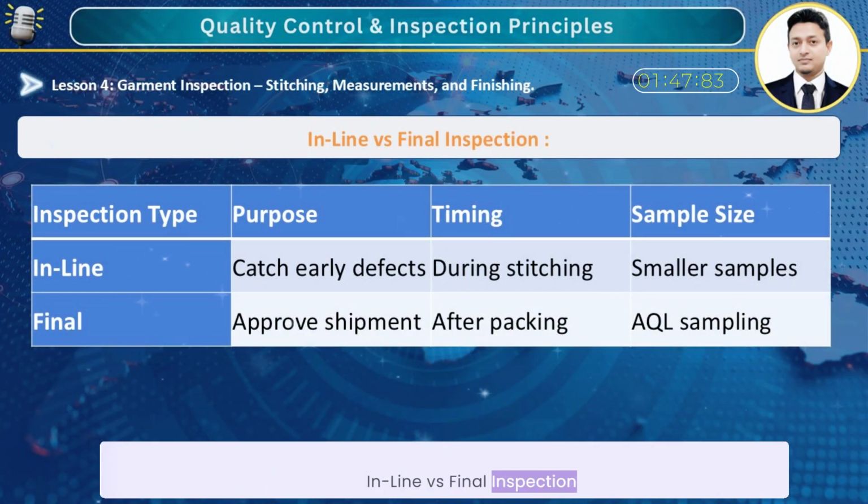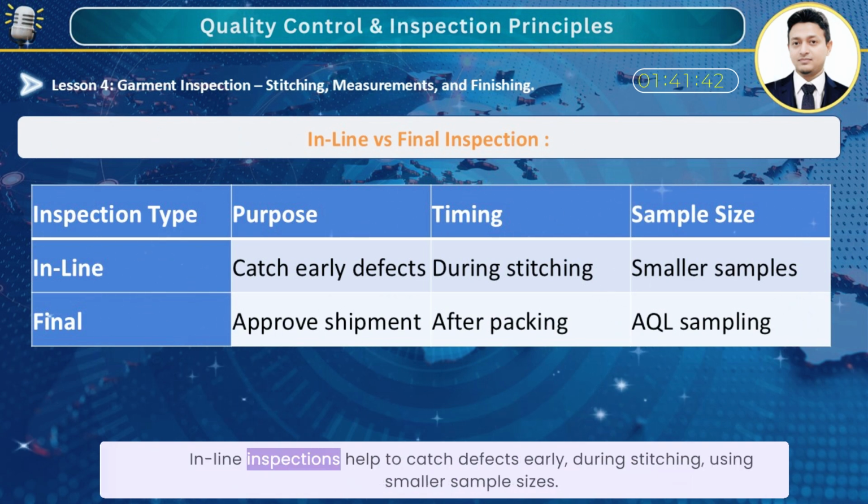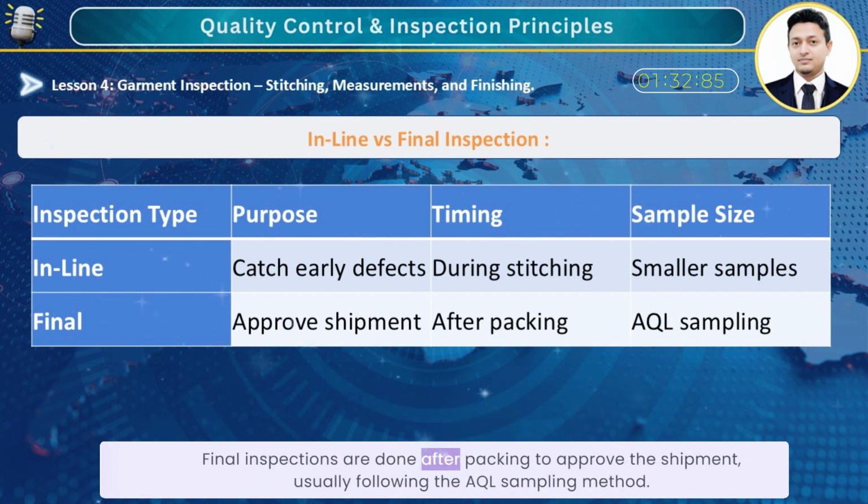Inline versus final inspection. There are 2 main types of inspection, inline and final. Inline inspections help to catch defects early, during stitching, using smaller sample sizes. Final inspections are done after packing to approve the shipment, usually following the AQL sampling method.